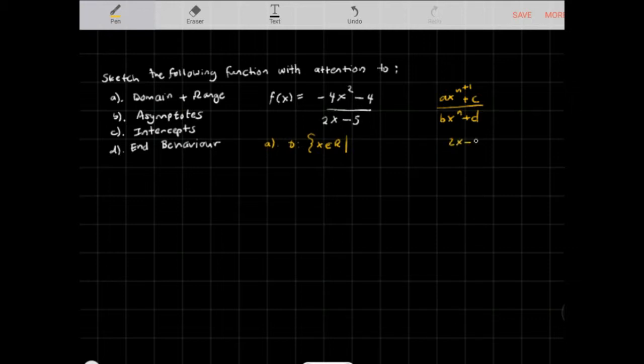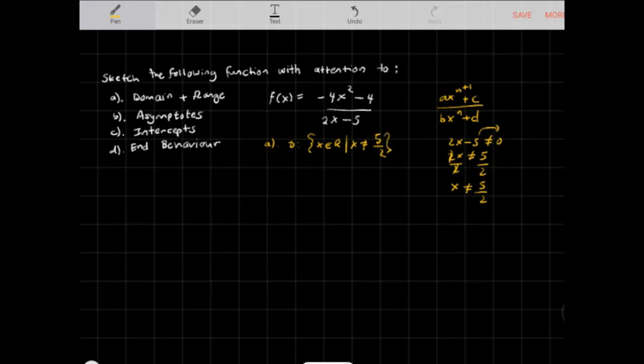but we know that the 2x minus 5 cannot equal 0. So if I move the 5 over, 2x cannot equal 5. If I divide both sides by 2, x cannot equal 5 over 2. This is the restriction on the domain.